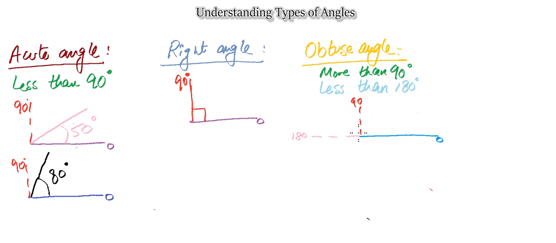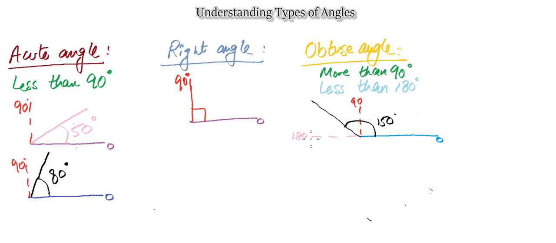So let me just show a line in the middle. Starting from the baseline all the way to this angle, so anything between 90 and 180 degrees, so let's just say 150 degrees. So that's my obtuse angle, more than 90 degrees, less than 180 degrees.